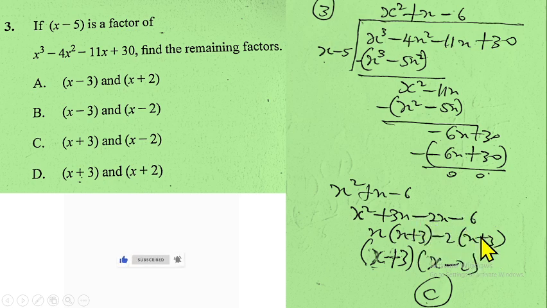The two brackets are meant to be the same thing, so you can bring x minus 2 together, then x plus 3. So that means the remaining two factors of this cubic expression are x plus 3 and x minus 2. And if you look at the options provided, we discover that option C is the correct option for question number 3.